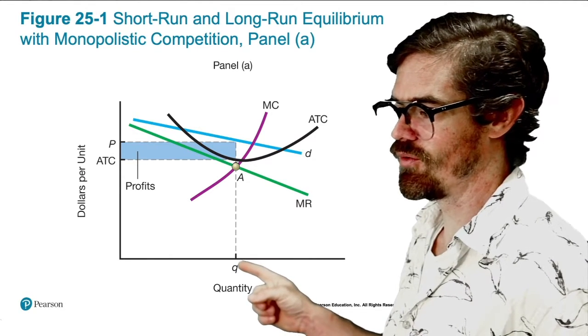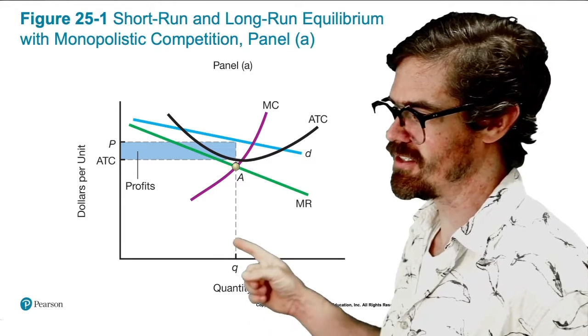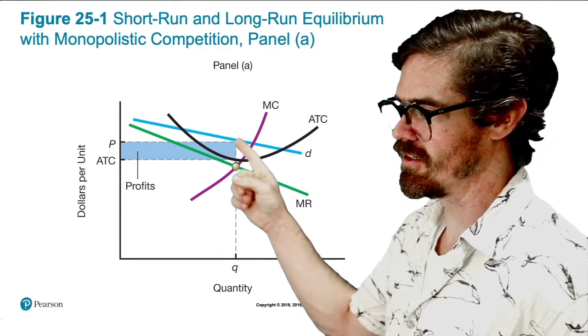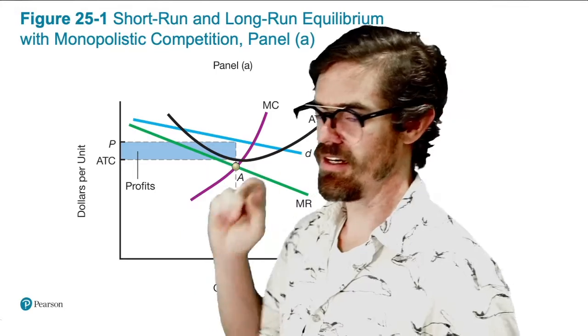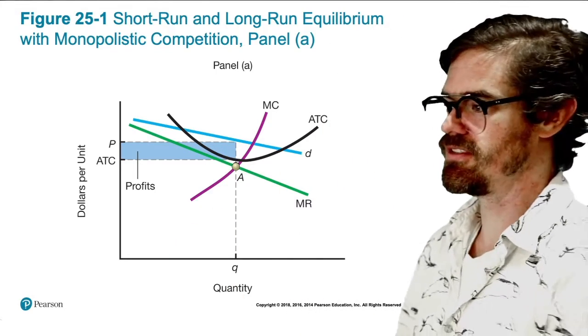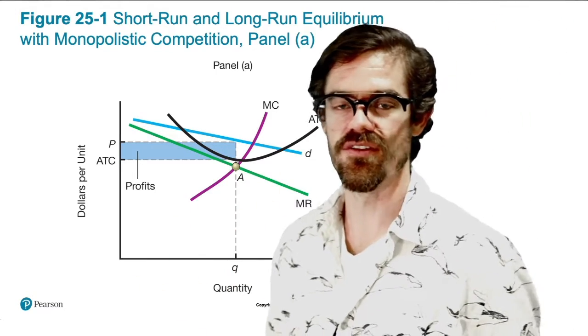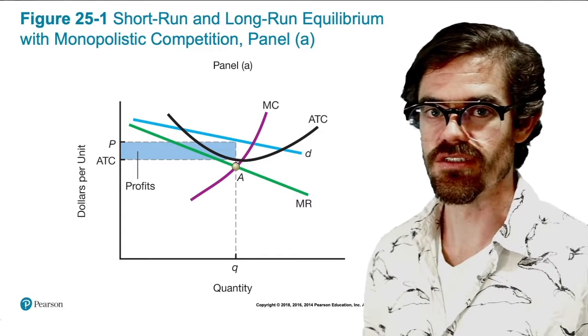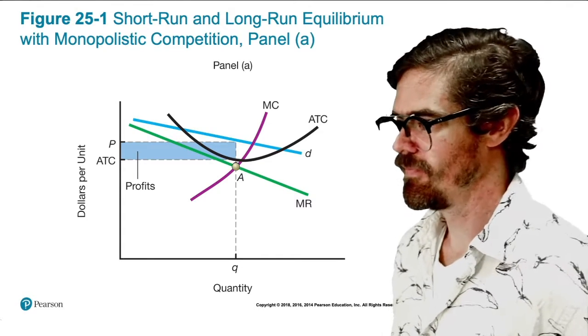And then in order for the firm to determine its price, it just goes from that quantity up to the demand curve, and that's the price that it can sell that quantity at. So this whole process graphically looks basically identical to monopoly.